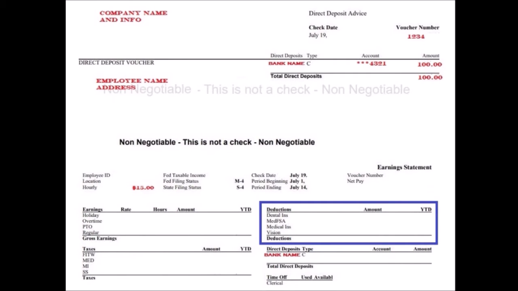Over on the right, we see the deductions. Here there's dental insurance, medical flexible spending, medical insurance, vision insurance. There could also be life insurance. There could be a 401k or 403b, which are retirement contributions. There could be a loan being paid back. There could be reimbursements in here. So this is where all those additional amounts that affect your pay would be listed. Again, with the paycheck amount and the year-to-date amount.